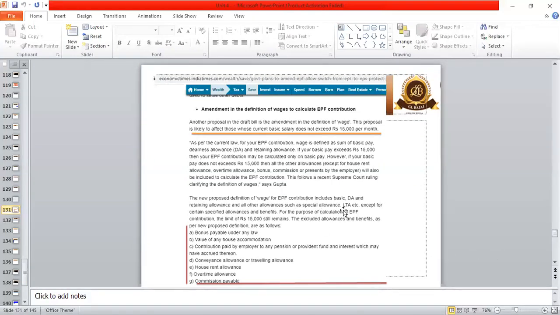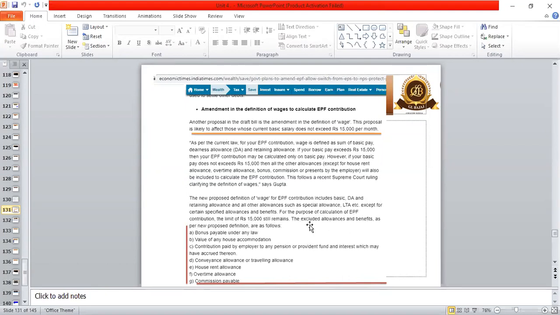So certain special allowances, or LTA, or different allowances that should be excepted from these allowances mentioned here in the bracket, may be taken into consideration as wage when EPF is calculated. For the purpose of calculating EPF contribution, the limit of rupees 15,000 still remains, but basic plus DA plus retaining allowances, the accumulation of all these components of the wage, should not exceed 15,000. So 15,000 has been kept as the basic wage on which EPF would be calculated.